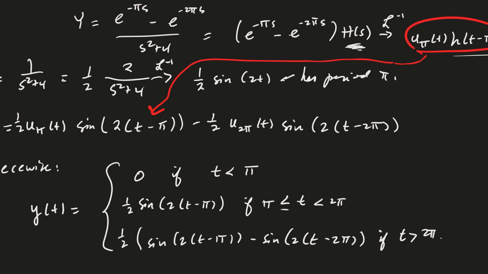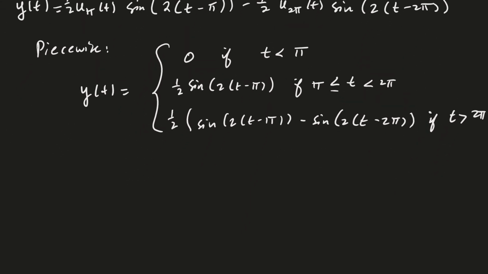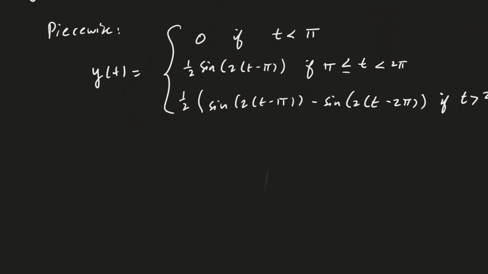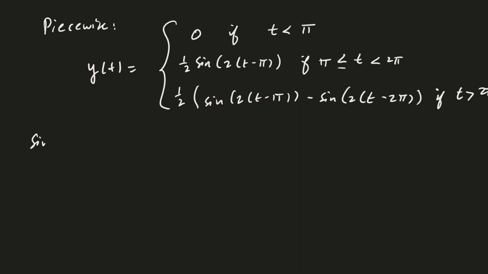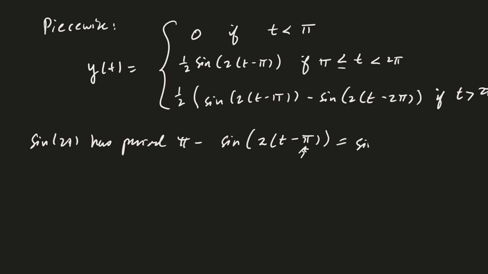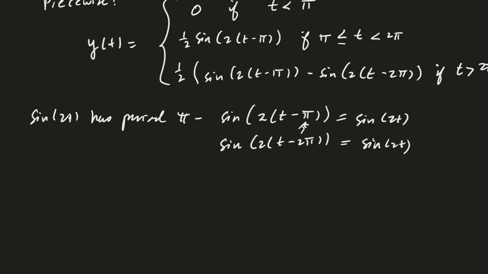Okay, let's simplify this. So we said that the sine of 2t has period pi. Therefore, what happens when I shift the function by pi? Well, that's the same thing as the sine of 2t. Similarly, what happens if I shift it by 2 times the period? That's also sine of 2t. Right, so then this simplifies my expression quite a bit.